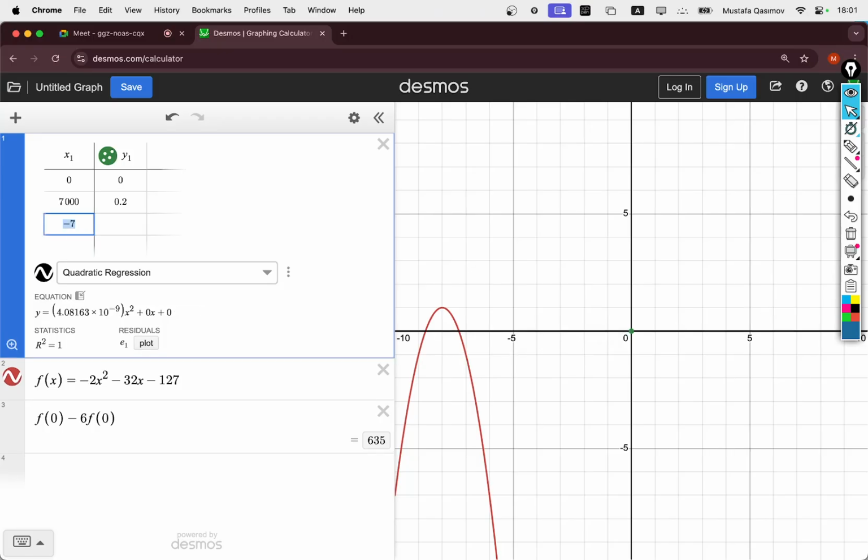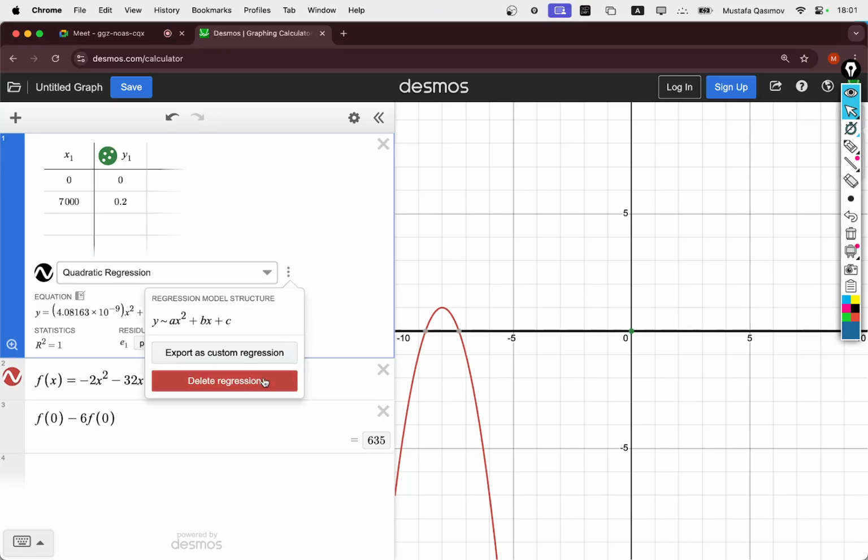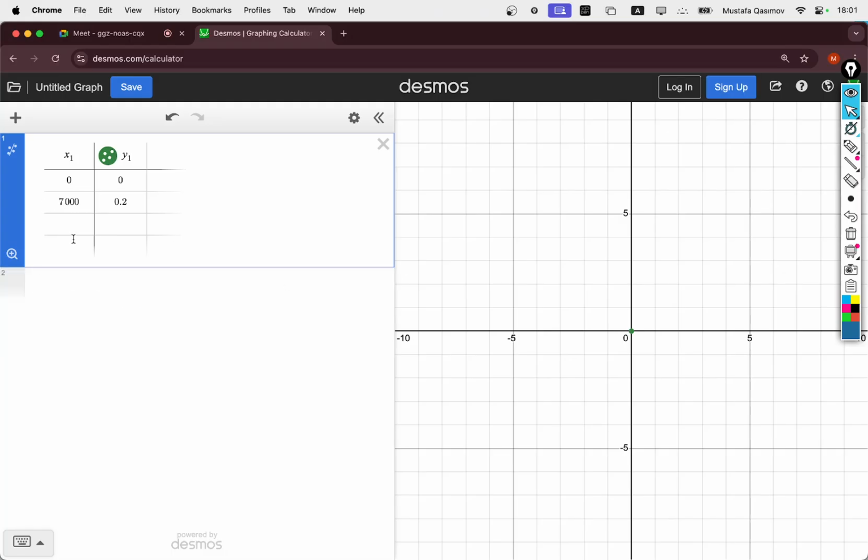Okay, can any of you tell me what the point is here? Any guess? I think that it's 40,000 and 0. Yes, 40,000 and 0, right. I hope this is clear for everyone.